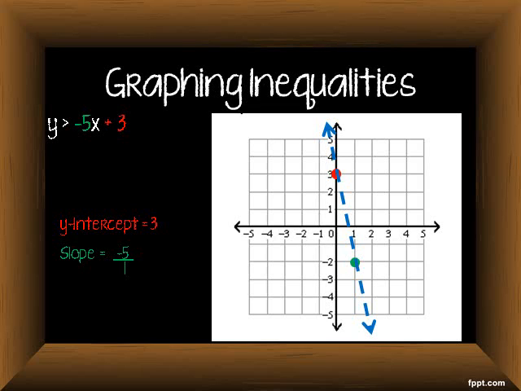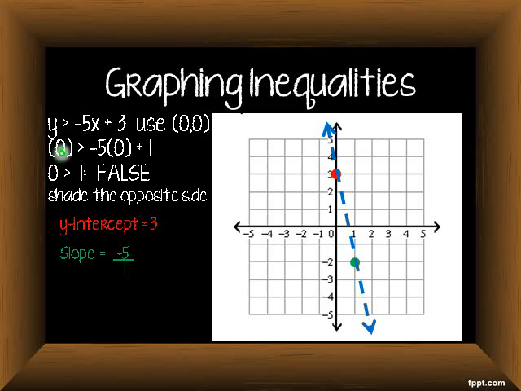Again, now we need to shade one half of this graph. We have to decide which half of this graph to shade. Do we shade this half of the graph, or do we shade this half of the graph? So again, pick a test point. I'm picking 0, 0 again. Let's plug 0 in for y and 0 in for x and see if we get a true statement.